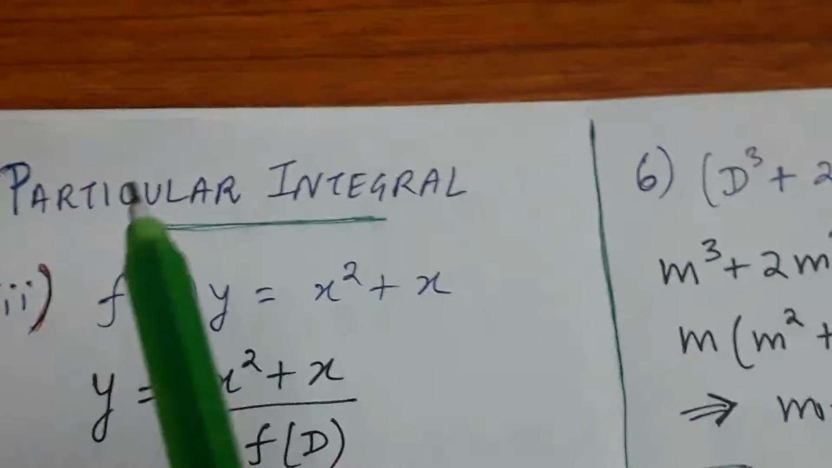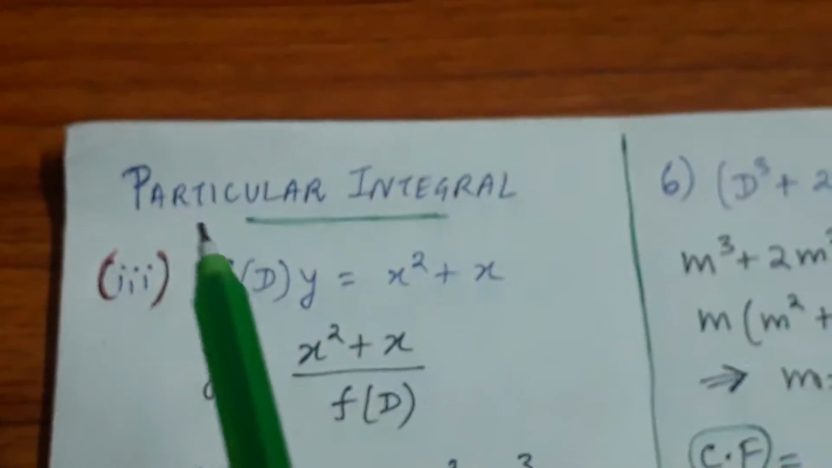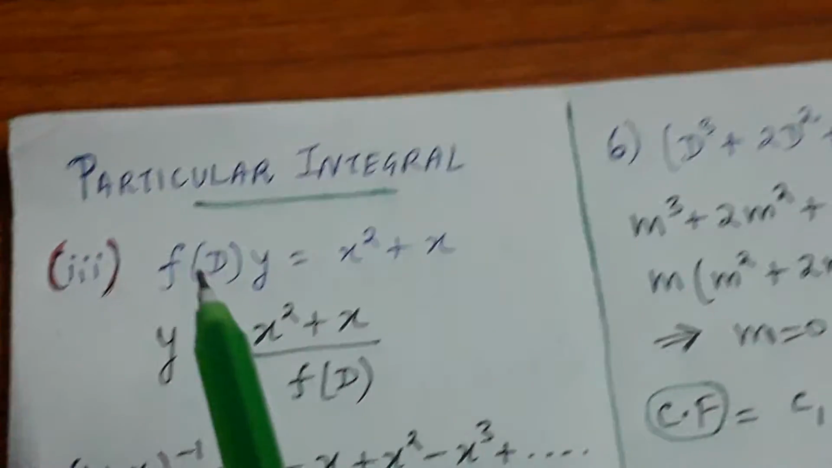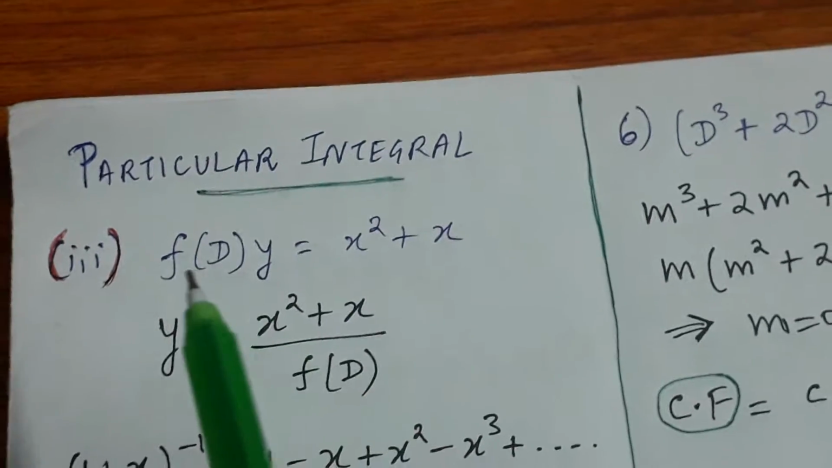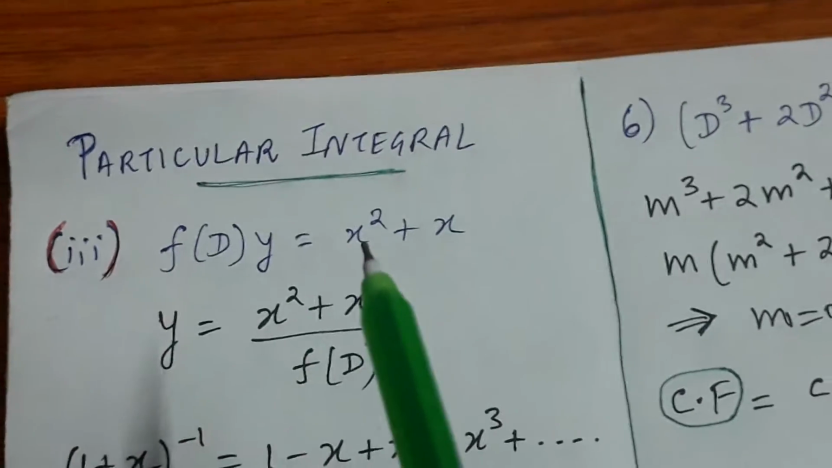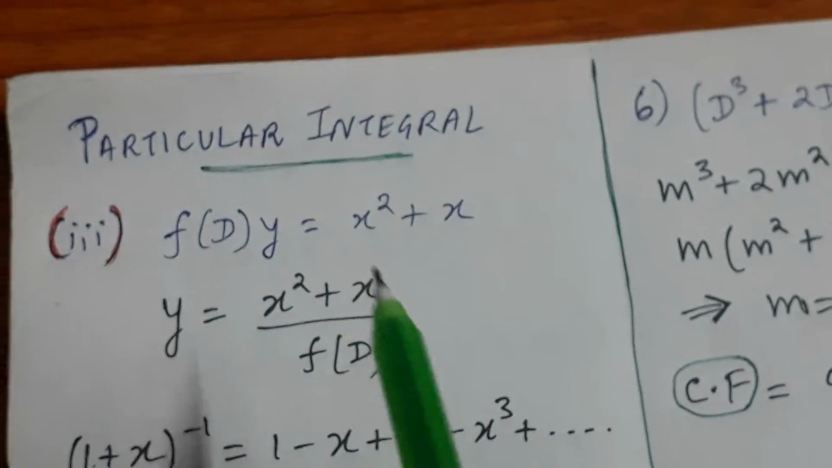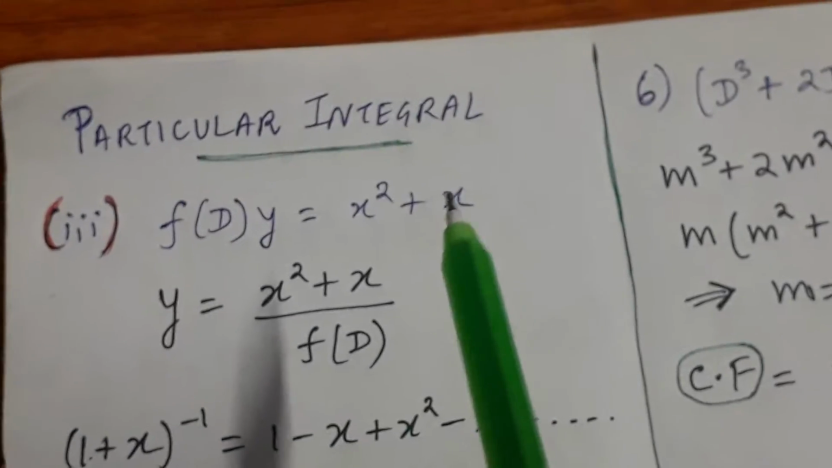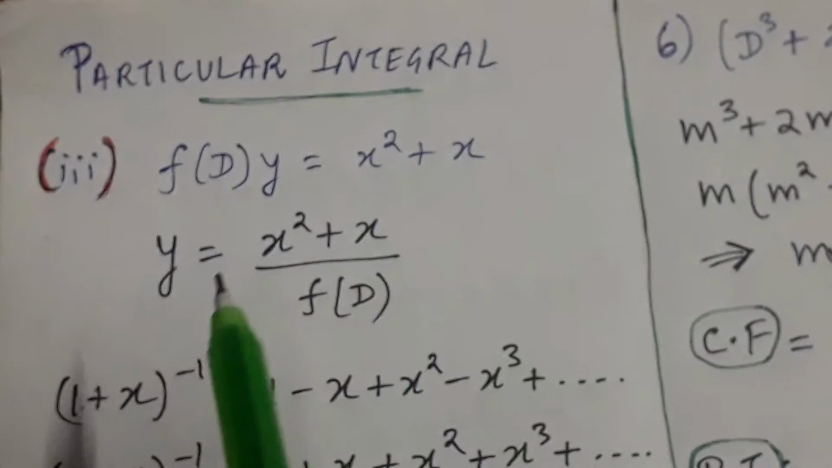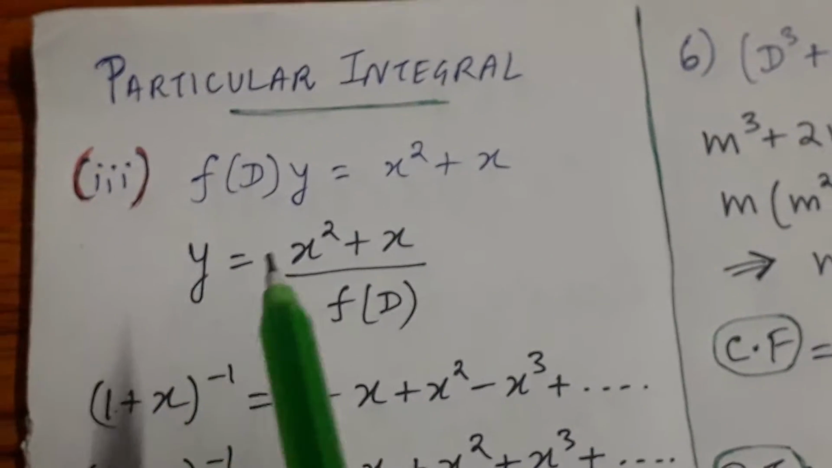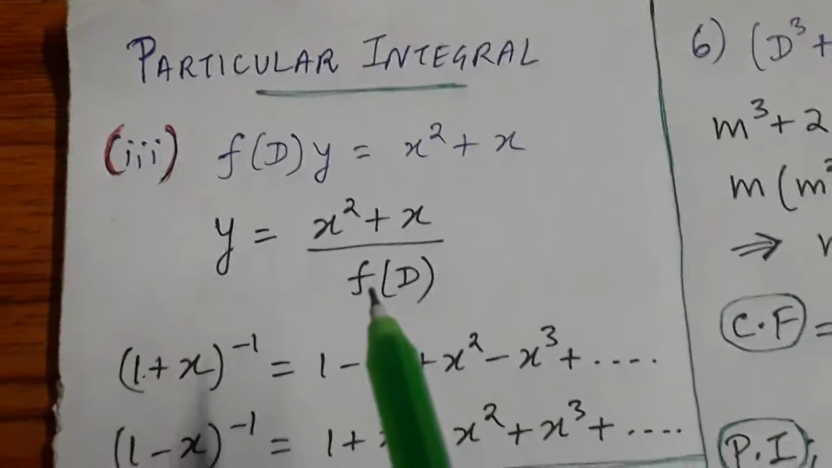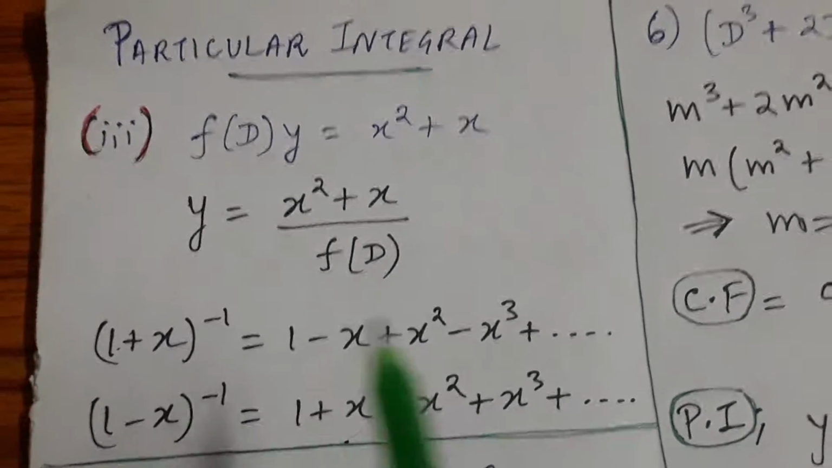Hi students, last class we saw two cases of particular integral, and in this video we will see the third case, where the right hand side of the function of D of y is in the form of x. If it is in the form of x, how do we find the particular integral? Just listen. We write, as usual, y is equal to some function of x by function of D, and then we use these two formulae.